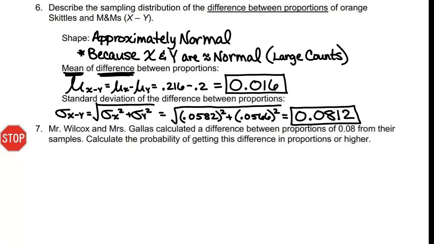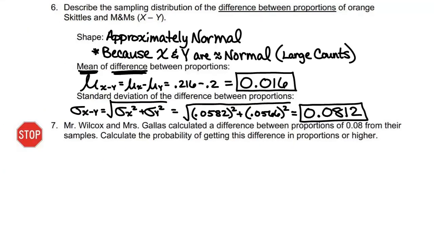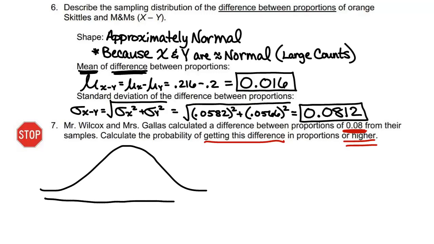There was a calculated difference in proportions of 0.08. I want to calculate the probability of getting this difference or higher. What did we say the shape of this difference would be? Approximately normal. So what are we going to start this off with? Approximately normal. Draw me a picture. What goes right in the center?